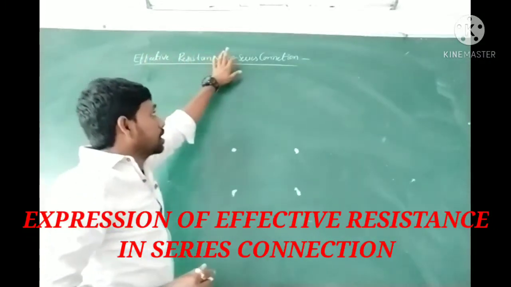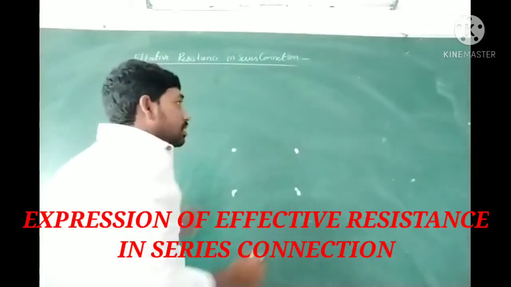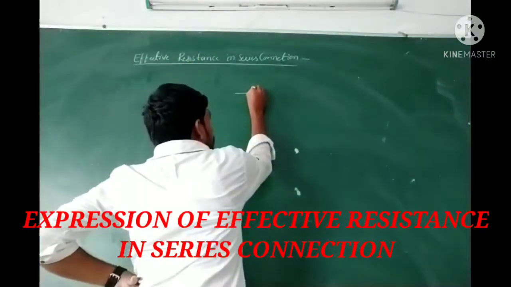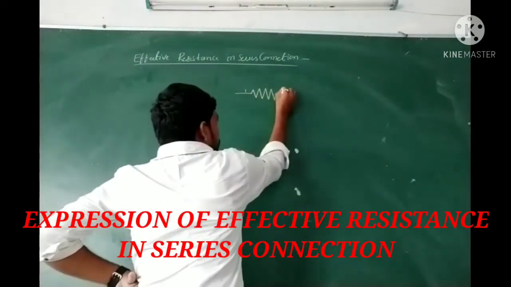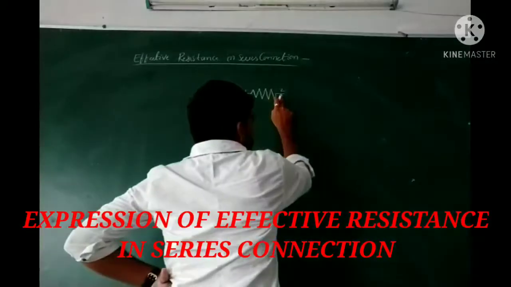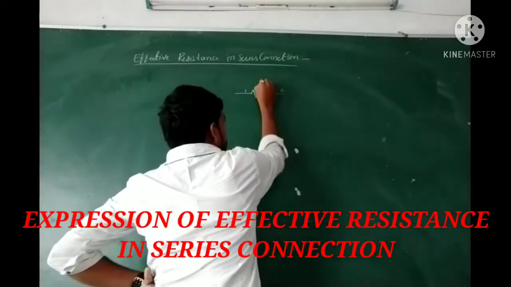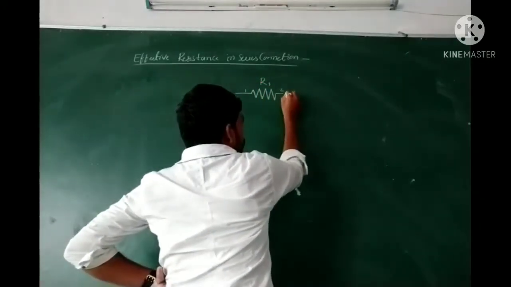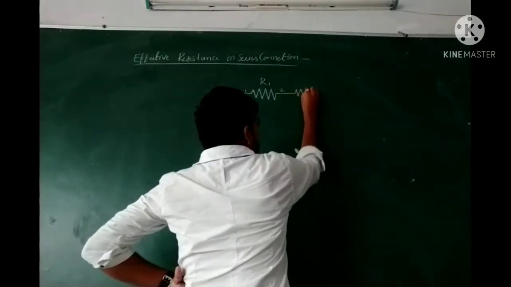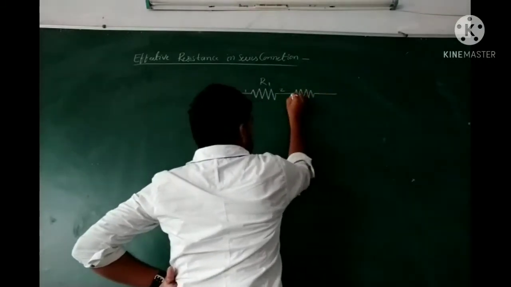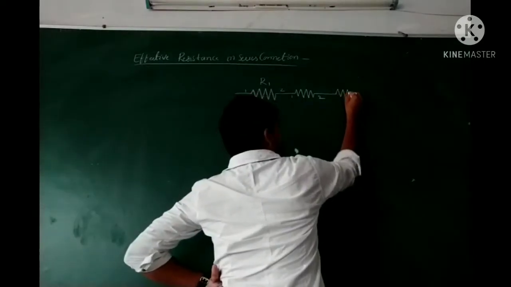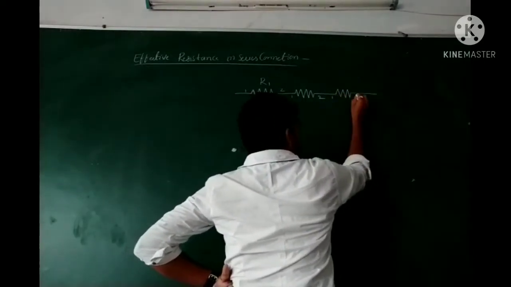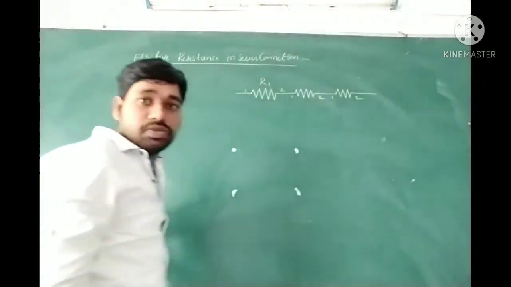When the resistors are connected in series, if there is a resistor having two terminals, the first and second terminal, then the second terminal of the first resistor R1 is connected to the first terminal of the second resistor. Likewise, if the resistors are connected, then we will call it a series connection.